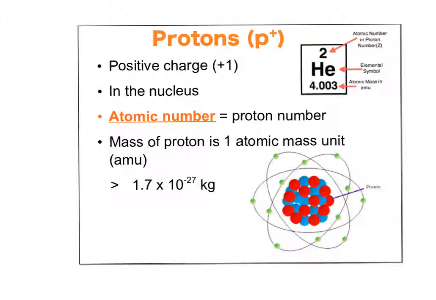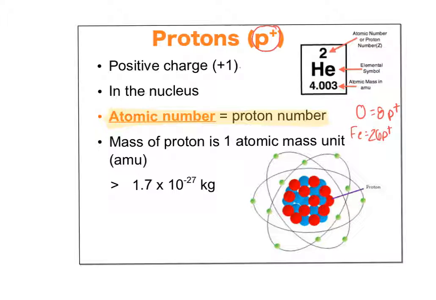Protons, I will abbreviate P with a little positive. The reason it gets the positive is because they have a +1 charge. They are located in the nucleus, and here's the key idea on this slide. The atomic number is the same as the proton number. So if you change the number of protons, you change the element. Oxygen always has 8 protons because it has the atomic number 8. Iron always has 26 protons because it has the atomic number 26.